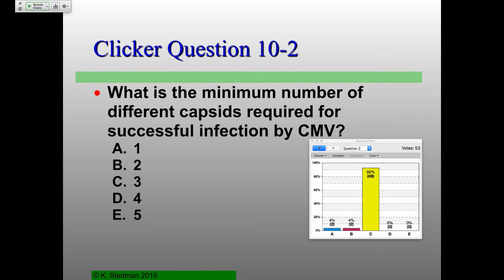Okay, we've got slight differences of opinion here. But yeah, the minimum number of different capsids plus RNA, it has to be 3. Now, usually it has to be way more than that, again, because of the Poisson distribution. But the absolute minimum would be 3.